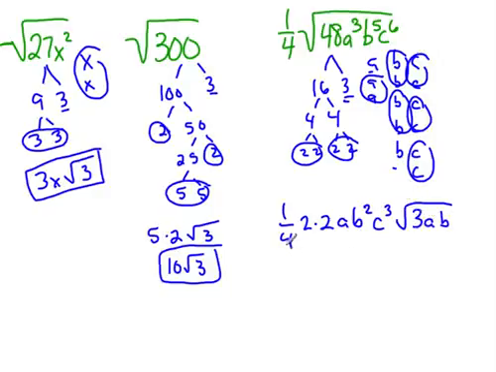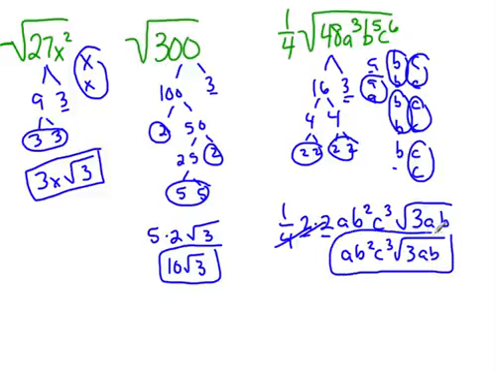I'll simplify one step. 1/4 times 2 times 2 is just 1, so all that goes away. I then have A, B squared, C cubed times the square root of 3AB. At times it can get a little complicated. You just got to keep track of breaking things down into their simplest form, and then all you do is look for pairs.